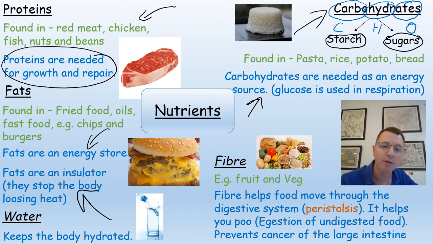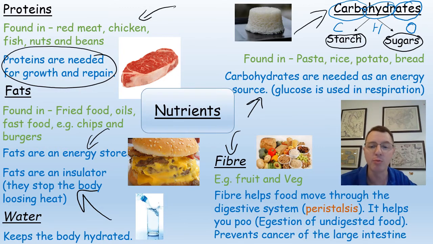We also need fibre in our diet, and fibre is found in fruits and vegetables. Largely fibre is actually made out of a chemical called cellulose. It's the cell walls of the fruits and vegetables, and we don't have an enzyme that can break down cellulose. So the cellulose will pass into our mouths and out through the anus without being digested at all. But it's still an incredibly important nutrient that we need.